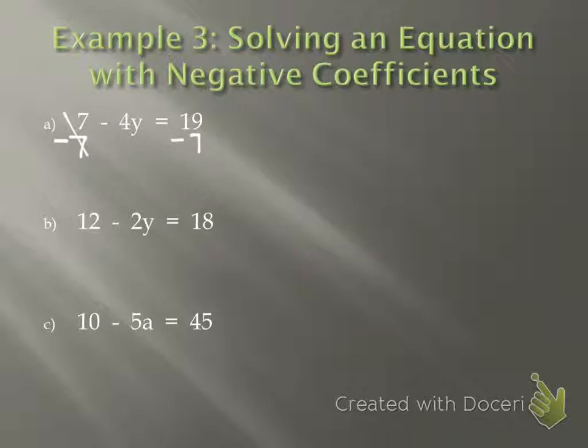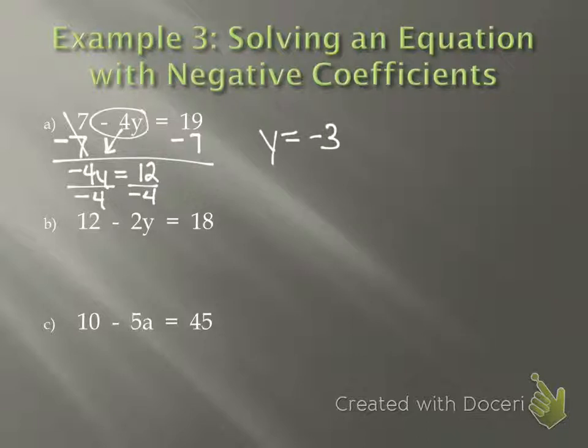But here's the important part. Here's what I need to remember. I bring down a negative 4y because every term has a sign and the sign is in front of the term. So I bring down my negative 4y equals 12. And now what do I divide by? Negative 4. Divide by negative 4. That changes my whole answer, so don't forget your negative. And y equals negative 3. Questions on what I did there? Anybody have any questions?